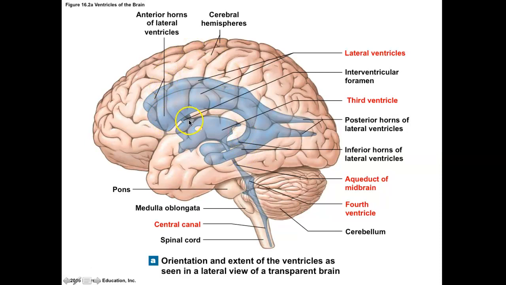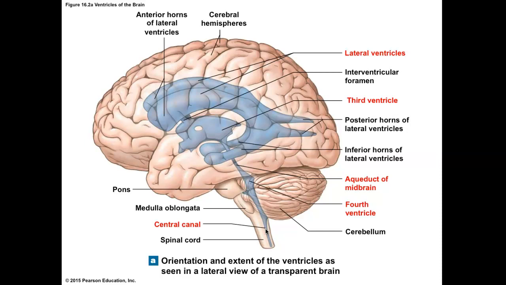So if we look, these 2 lateral ventricles have a little connection point to this region here, which is called the third ventricle. The third ventricle is going to have a narrow connection down into the fourth ventricle. So this connection you do need to know. This is called the aqueduct of the midbrain, also known as the cerebral aqueduct. The word aqueduct is what's common there. And then we have a fourth ventricle. And the fourth ventricle is going to then narrow and become something called the central canal, which runs all the way through our spinal cord.